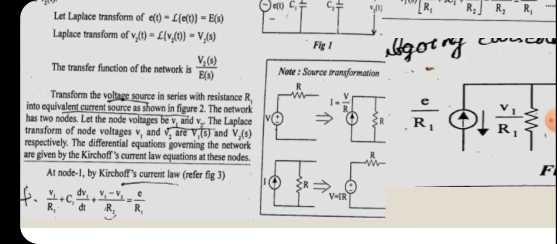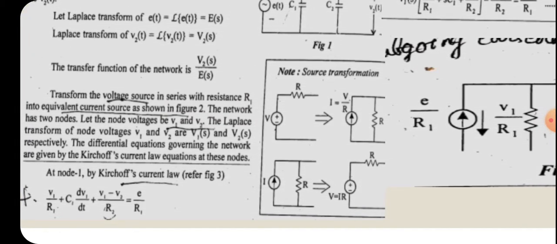In that figure it is seen that there is a voltage source having value V and a series resistance R. Then that voltage source and series resistance can be converted into a current source and a parallel resistor. The current source value will be equal to the voltage value divided by resistance. So the current is flowing upwards and its value is given by I equal to V by R, and that current source is connected in parallel with the resistance R. That is the source transformation of a voltage source into a current source.